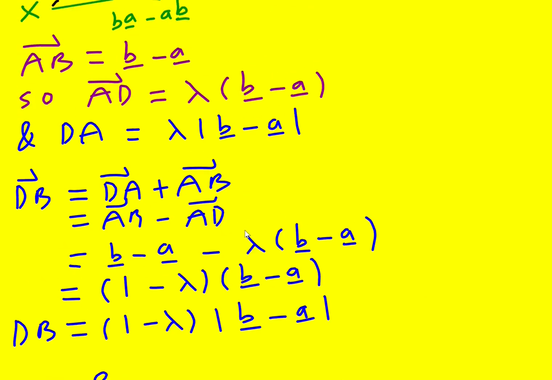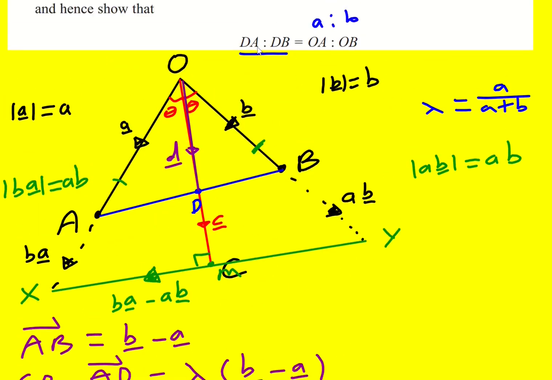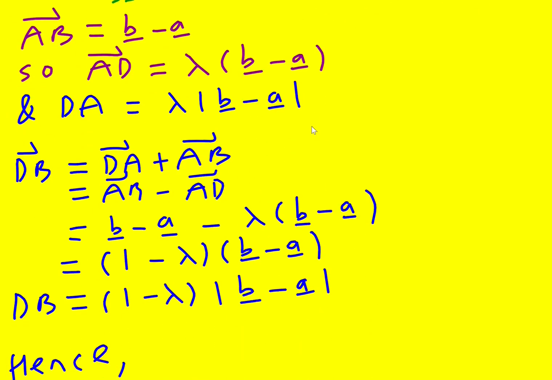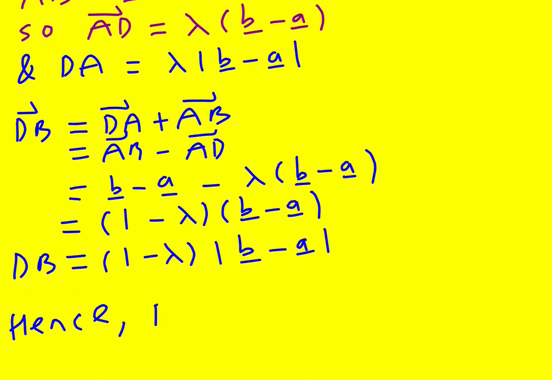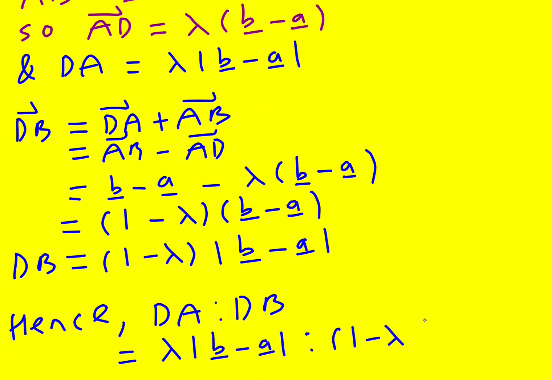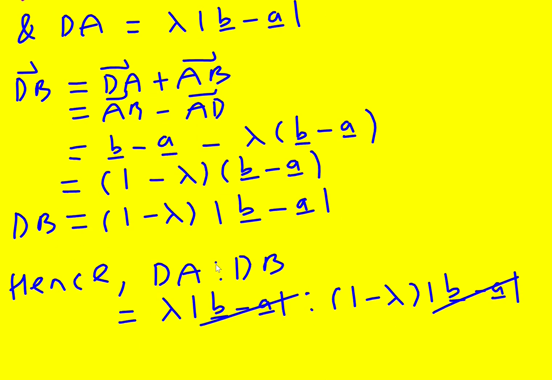Hence, we're on to the last bit. dA to dB is going to equal lambda times b minus a to 1 minus lambda times b minus a. I'm going to divide through by b minus a, so it's gone.